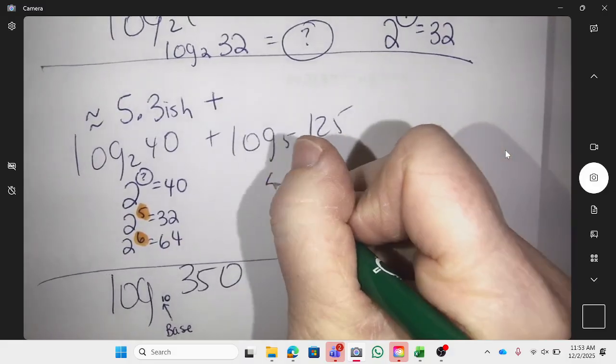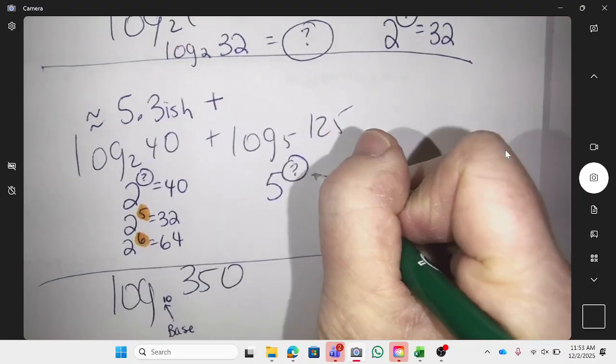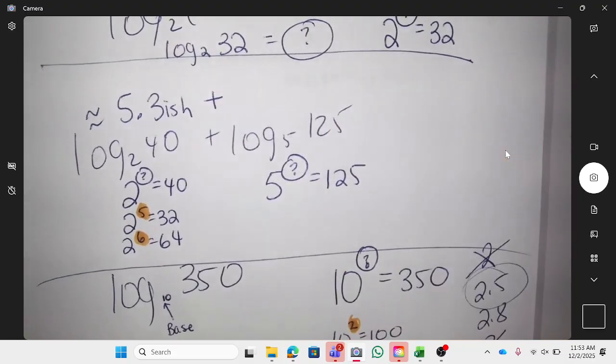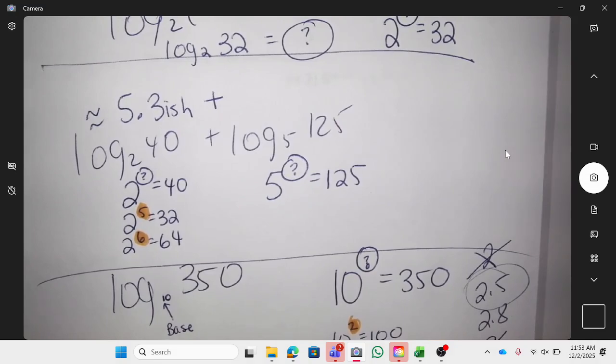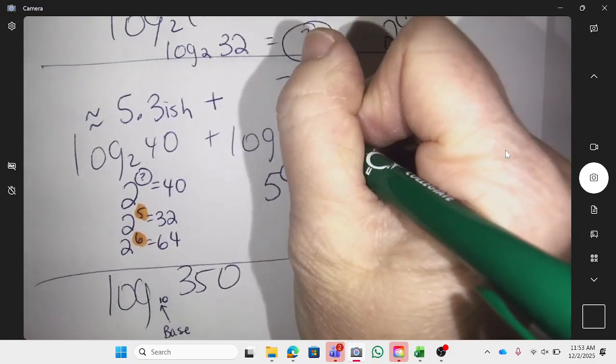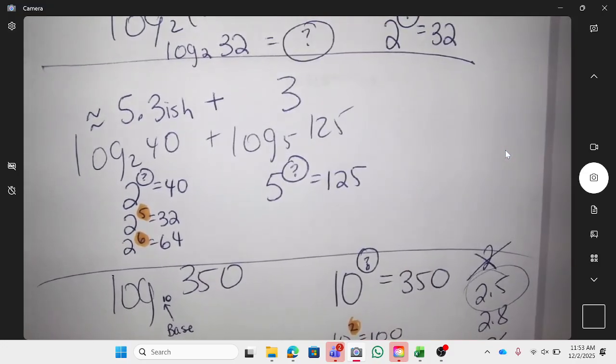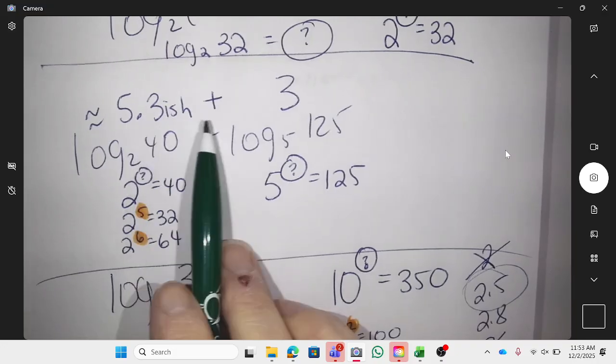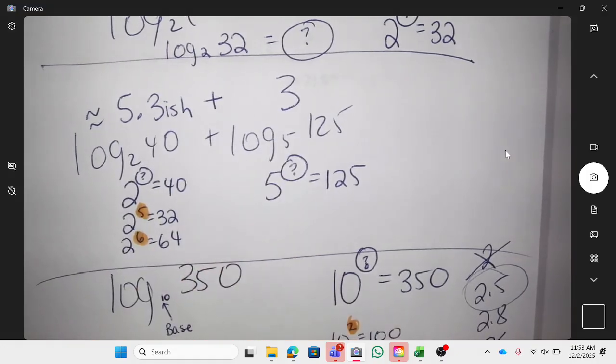Okay, 5 to the what is 125. That one's perfect. You don't have to estimate that one. That's a precise one. 5 cubed is 125. So this is another multiple choice, I believe, and doesn't it just say what's the closest answer? So if you add those, it's just above 8. So I think something like that is one of those answers, right?